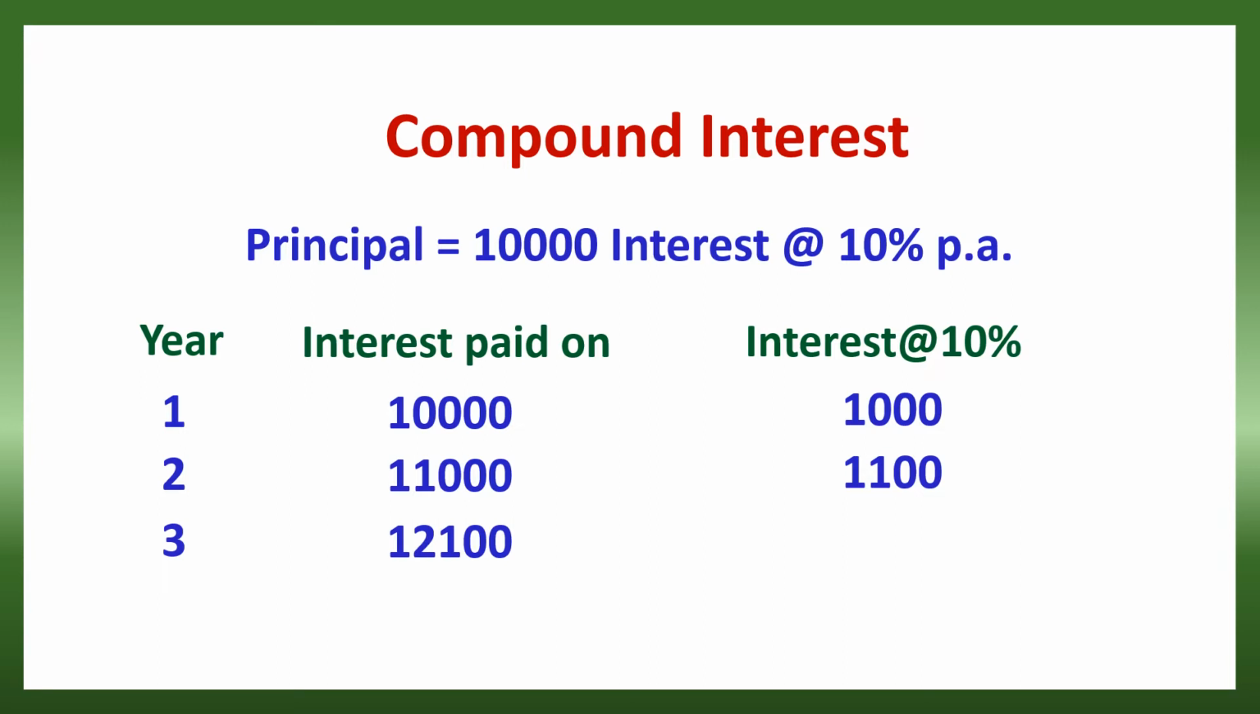12,100. In the third year, the interest will be at 10% on 12,100. That will be 1,210. And then coming to the fourth year, they have to pay interest on 12,100 plus 1,210. That is 13,310. 10% of that value is 1,331. So that is how interest is calculated in the case of a compounding interest.